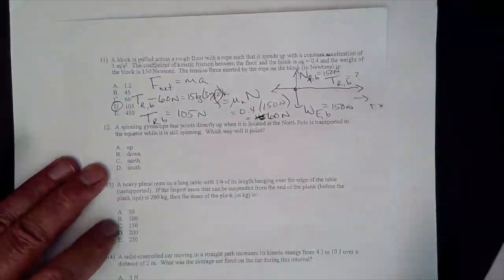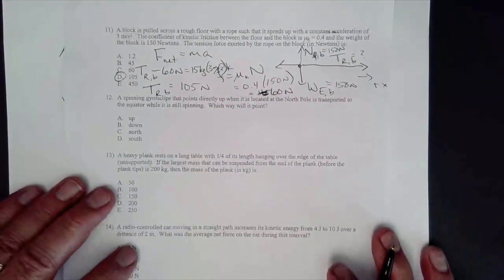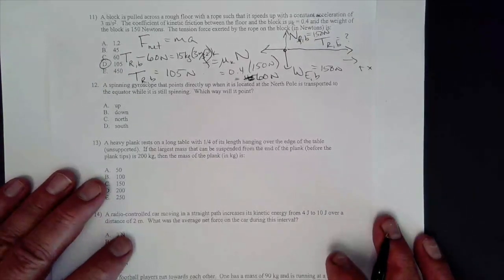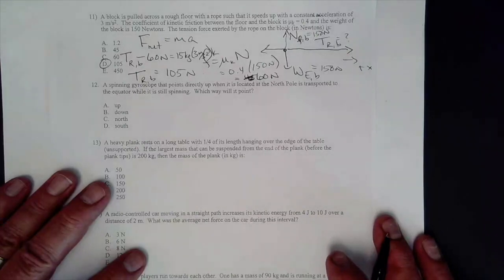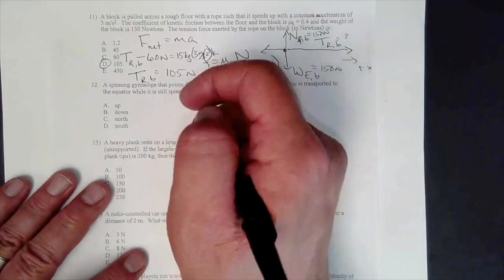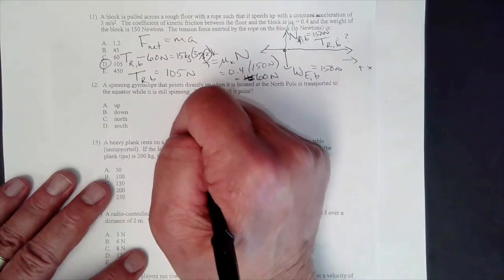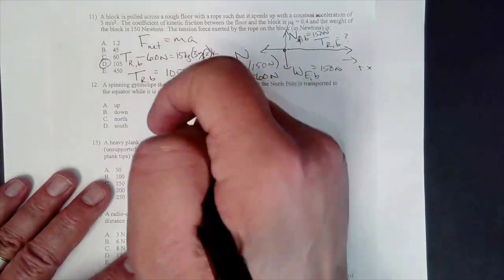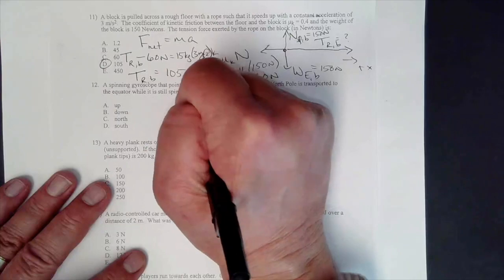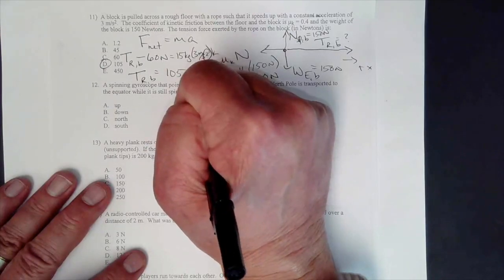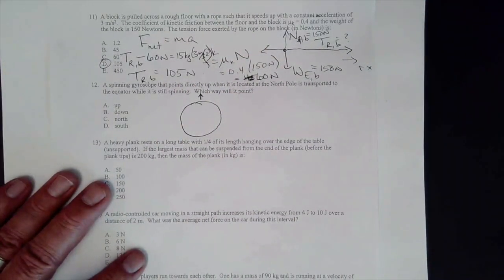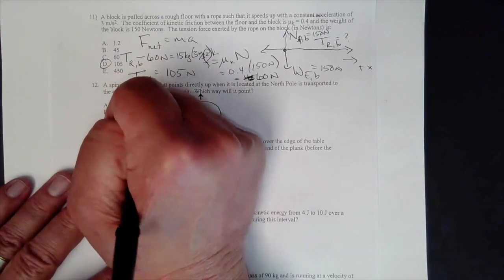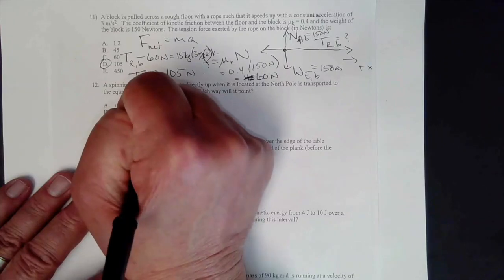A spinning gyroscope that points directly up towards the sky when it's located at the North Pole is transported to the equator while it's still spinning. Which way will it point? Well, if that's the Earth, and you have the gyroscope spinning such that its angular momentum is that way, it's omega. Remember, angular momentum is the same direction as omega.